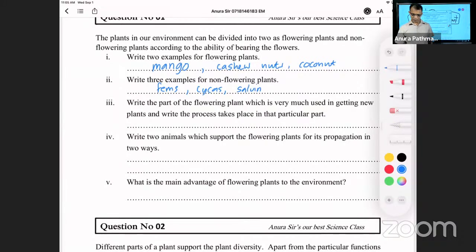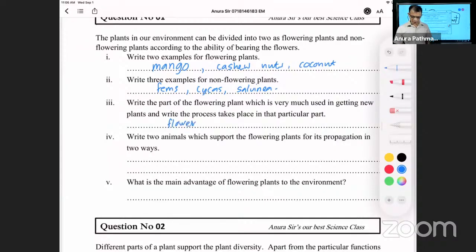Write the part of the flowering plant which is very much used in getting new plants, and write the process that takes place in that particular part. Sir, the ovule, which is being dispersed. What is that? The ovule means the seed. The flower. No, two words: the flower.